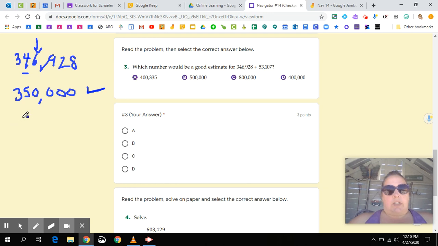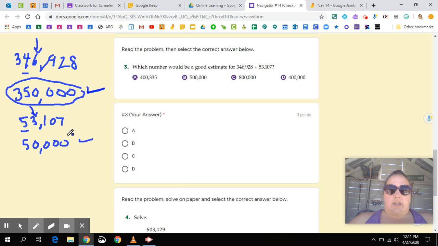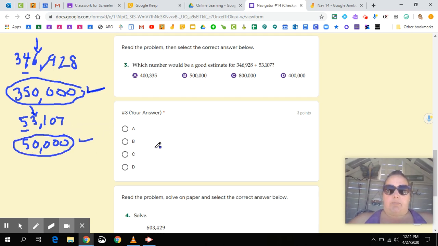And if I think about 53,107, and I'm rounding it to the nearest 10,000, the 5 is in the 10,000s place, but behind it is a 3. And bossy number, if it's a 3, it's going to keep it the same. So it's going to keep the 5, but everything behind it would go to 0. Okay, so I would have these two numbers that I could then add to get my final estimate to see if it's in there, okay?